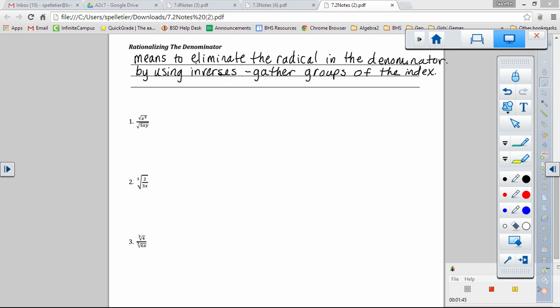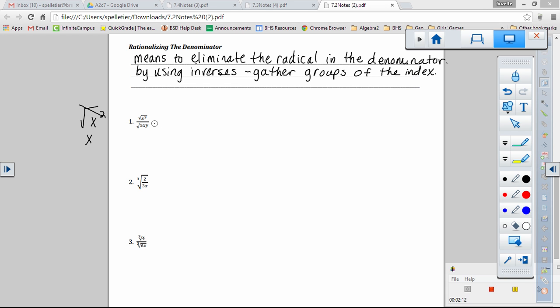So in the first example, we are dealing with a square root, okay? So to take things out from underneath a square root, you need to have two of them so that you can have a perfect square under a square root. So our goal is to have squares under the square root so they will cancel and we'll be left with just the variable, and that will then eliminate the root. That's what we're trying to do.